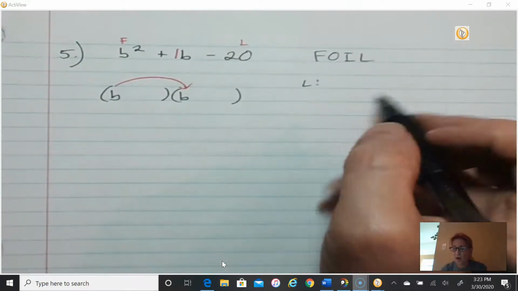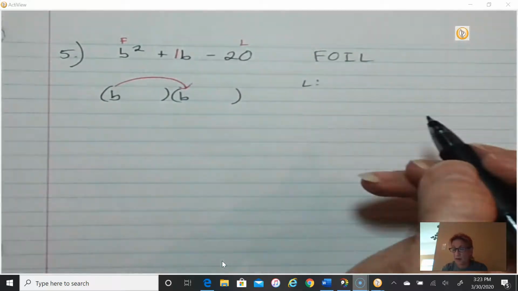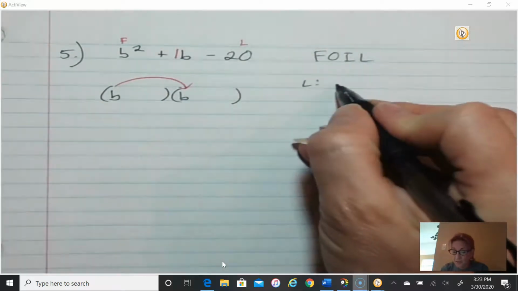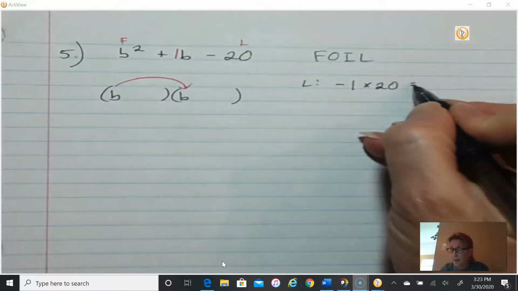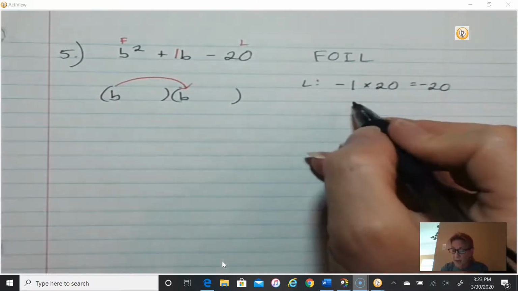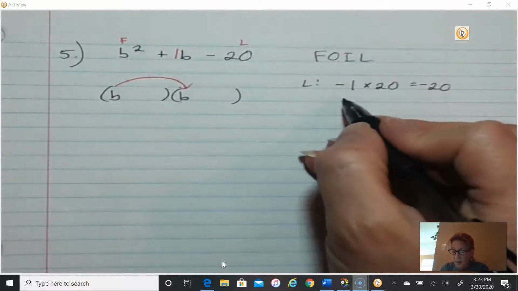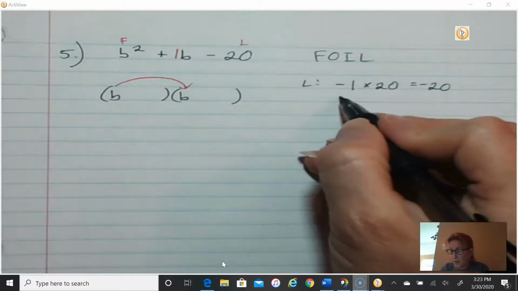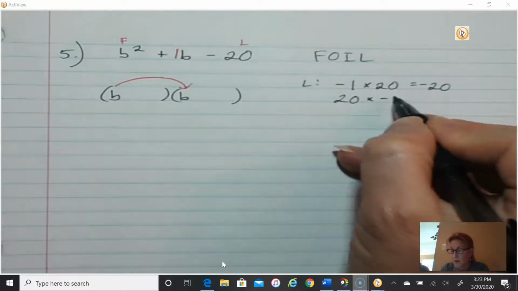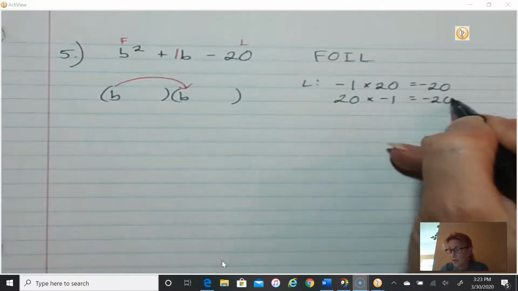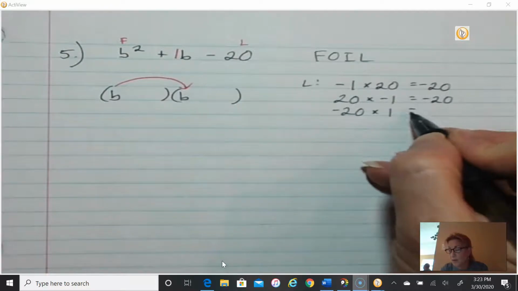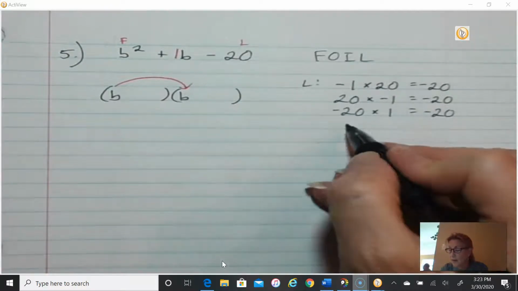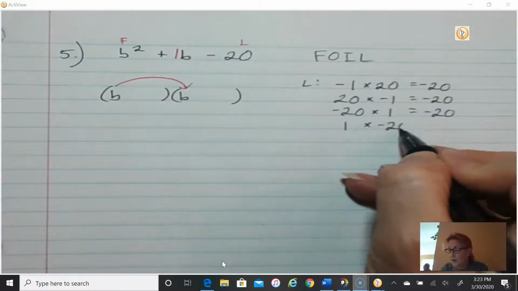So what are all the ways that I can get -20? I can do -1 times +20. That gives me a -20. I can switch it around. I can do +20 times -1. Gives me -20. I can do negative 20 times a positive 1. That gives me negative 20. And we can reverse that.